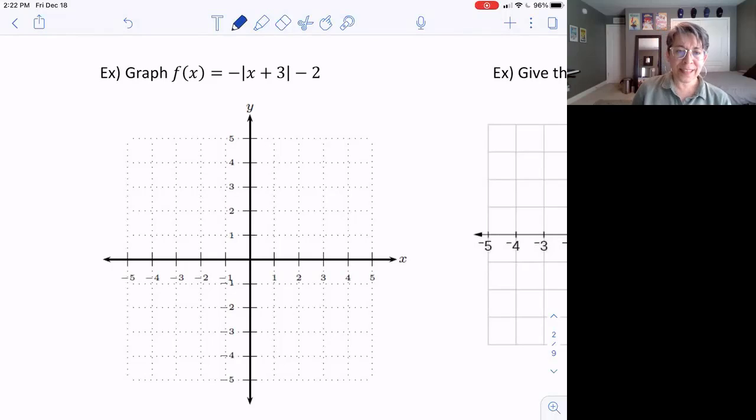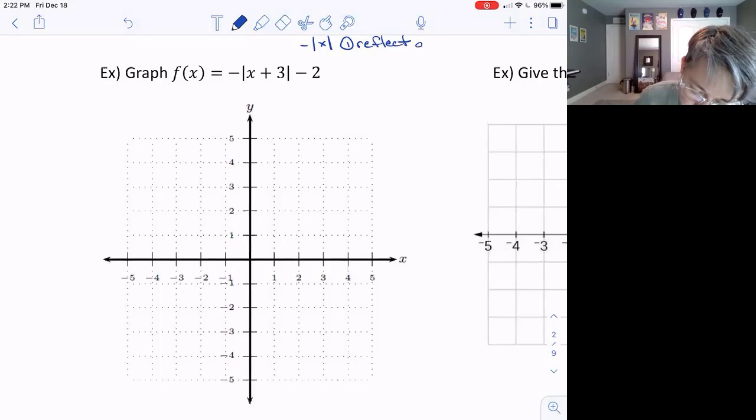The negative on the outside of the absolute value, we had it just like this. That means we're multiplying a negative by all of the f of x values, or all of the y values. So that means we are first going to reflect about the x-axis.